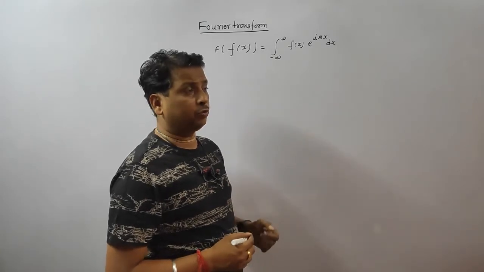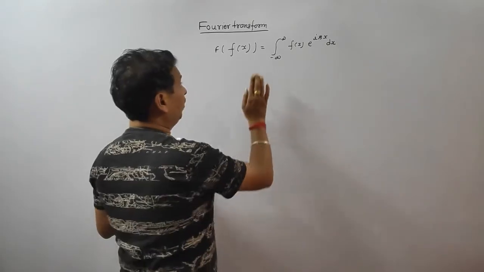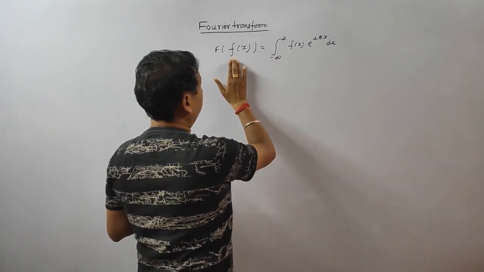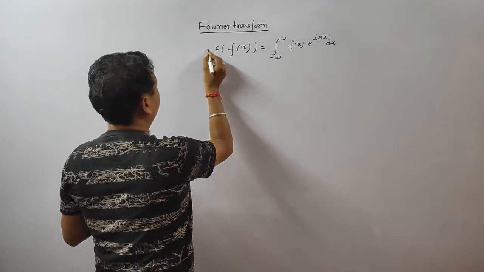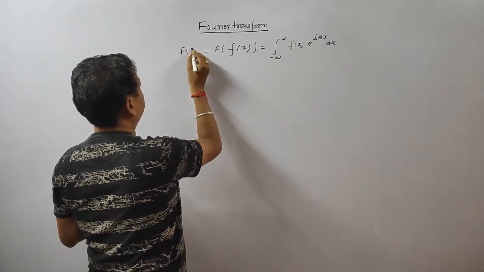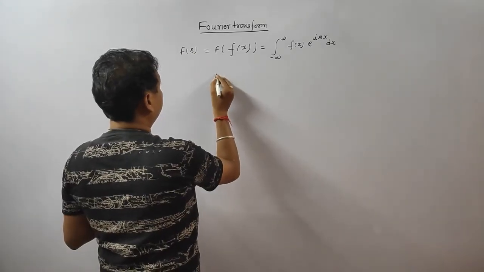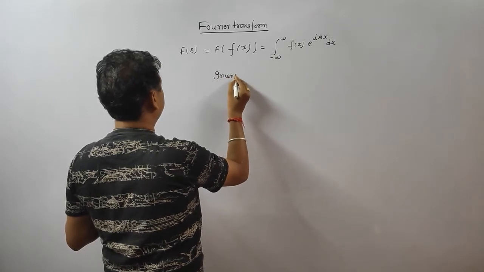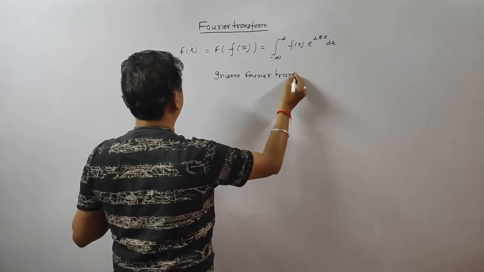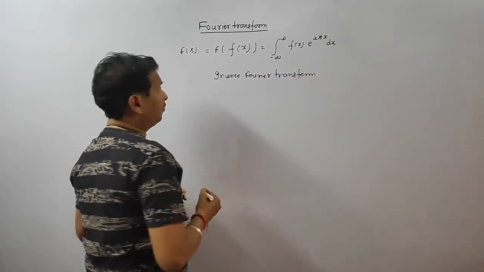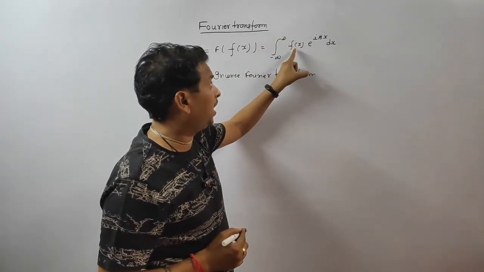Same like Laplace transform, you have to know how to calculate the inverse Fourier transform, because when f(x) is given, using this formula you can calculate the Fourier transform of f(x), and it is denoted by F(s), where s represents frequency. Now the inverse Fourier transform. Inverse Fourier transform means now F(s) will be given, and how do we calculate f(x)?